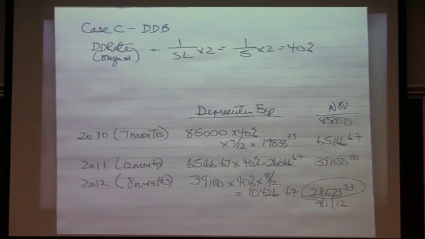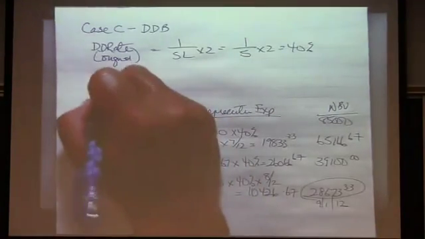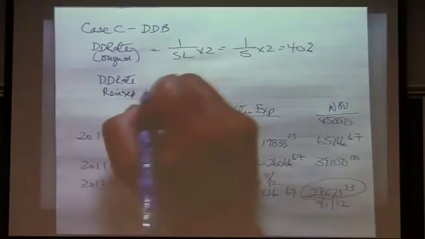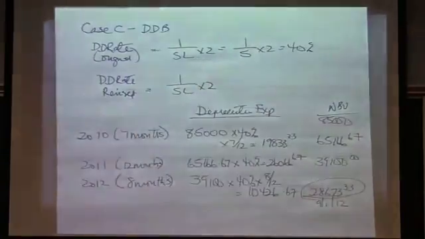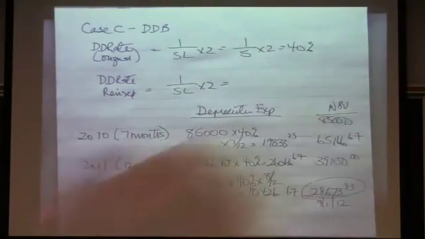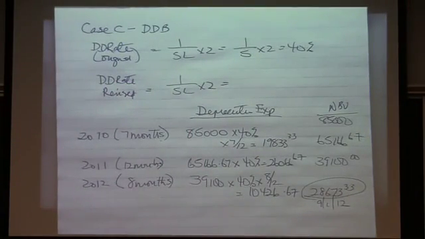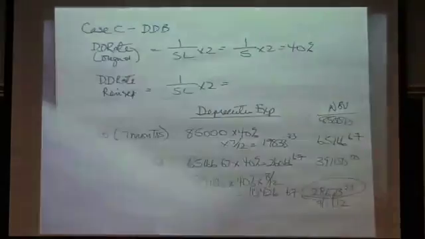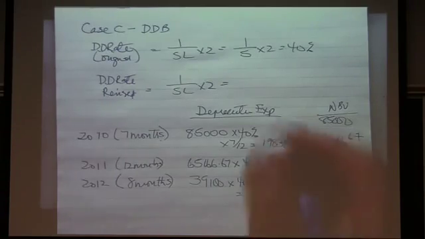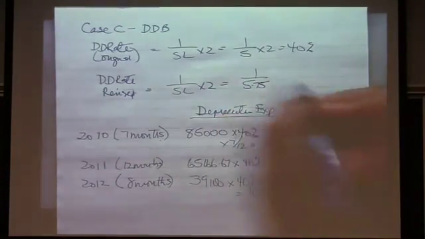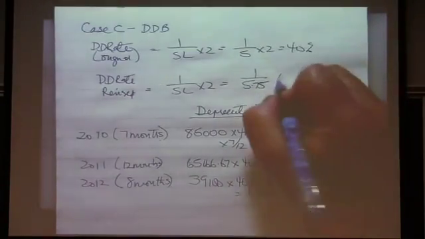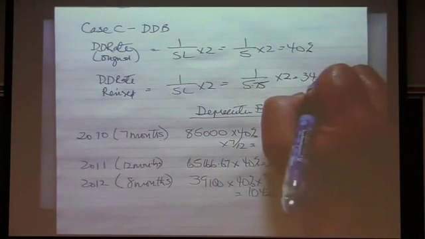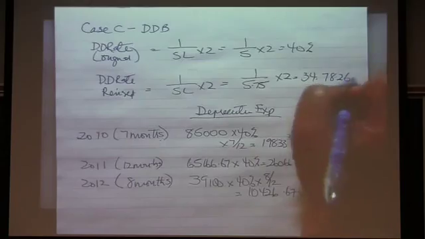Now, we need to recalculate the revised double declining rate. So we know it's 1 over straight line times 2. Now, we saw from the straight line we had 5.75. So we know that was 5.75. So we're going to take 1 over 5.75, which is the remaining useful life, times 2, and that should give us 34.7826%.